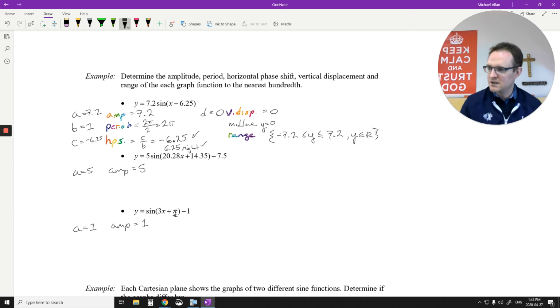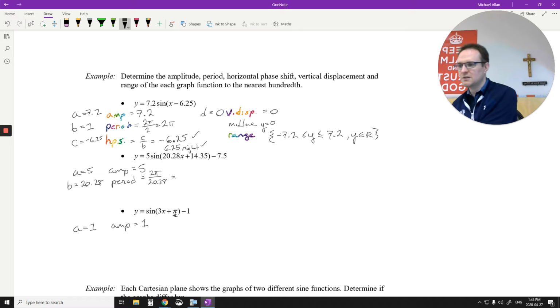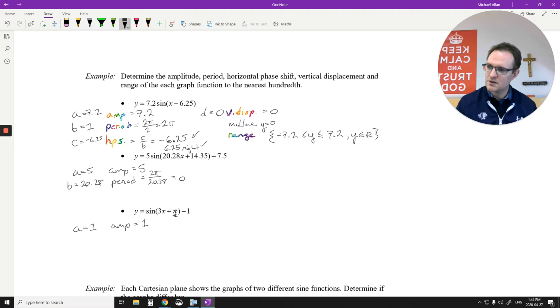So let's try these other ones here. Here we have a weird looking b value, 20.28. So my period is 2 pi divided by 20.28. I just have to punch out my calculator. It says to the nearest hundredth, so let's do that. We get a period of 3.1, since hundredth is 2 decimal places.